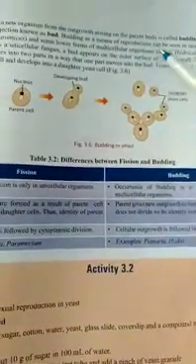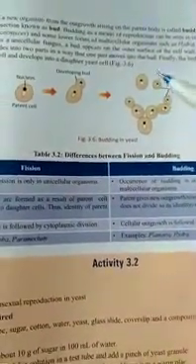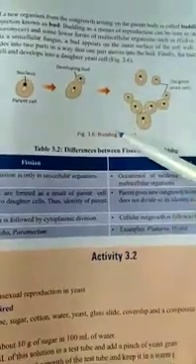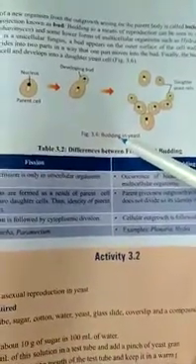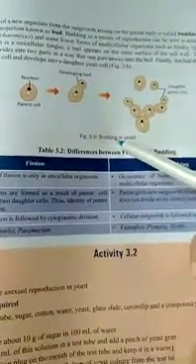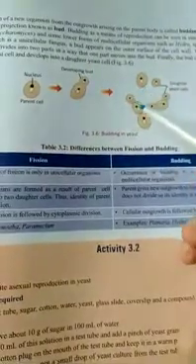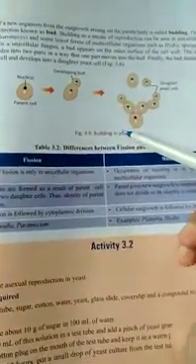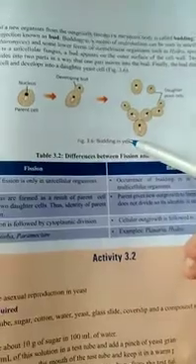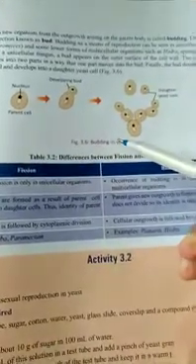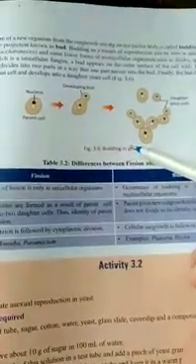Students, the fission you have already studied. Now we will learn about the budding process. It is also a method of asexual reproduction. The formation of new organisms from the outgrowth arising from the parent body, the outgrowth.